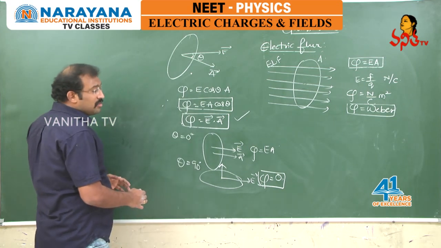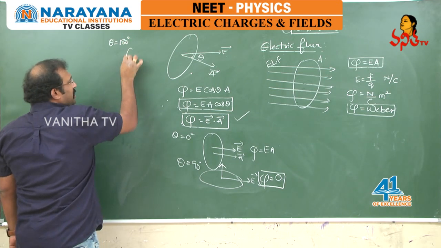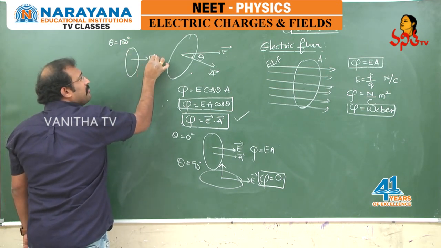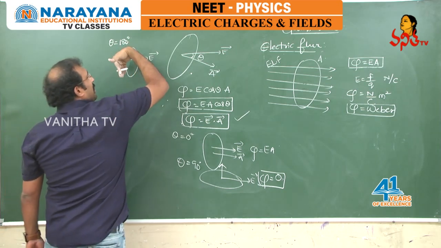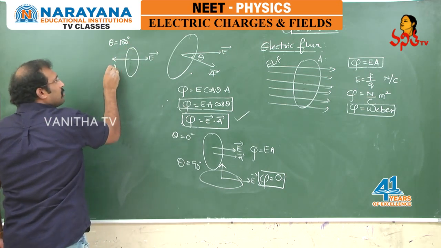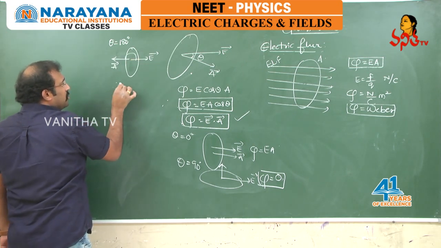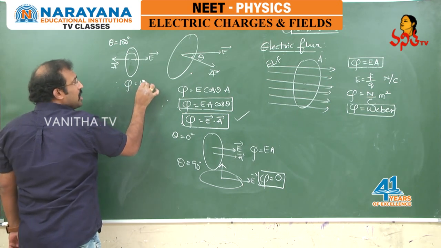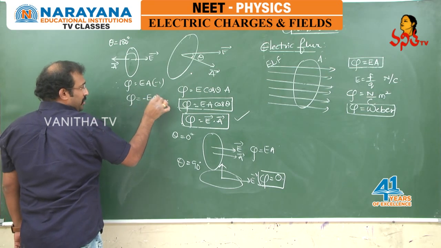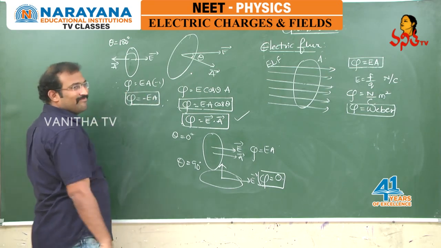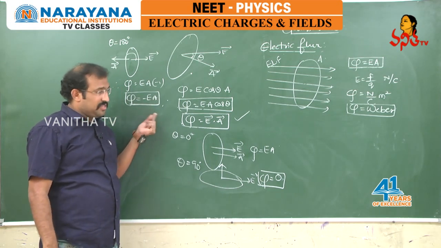If theta is equal to 180 degrees, now I am taking the electric field vector like this, and the area which is like this is rotated like this. So now this area vector direction is like this. Now the angle between them is 180 degrees. Therefore, flux is equal to EA cos 180, and cos 180 is minus 1. So the flux is minus EA. So this is how we can discuss the flux through a surface.